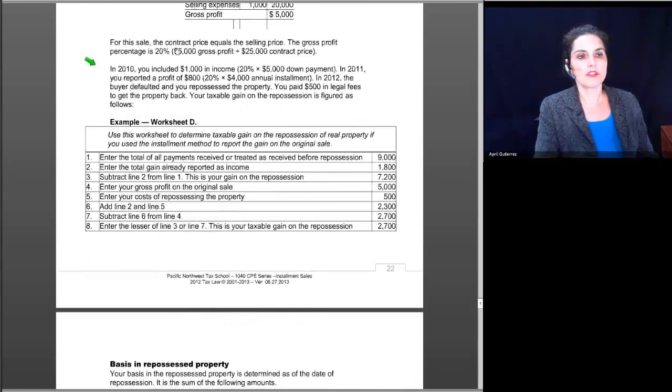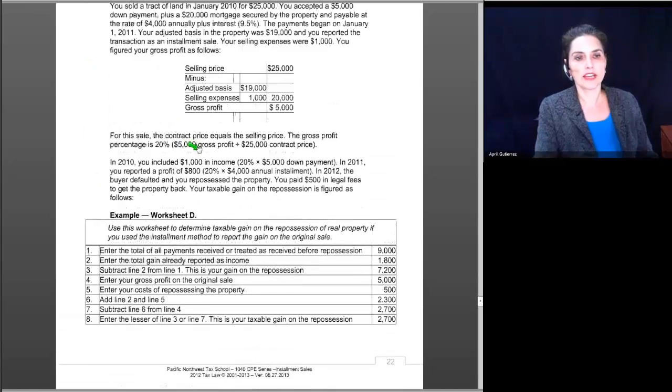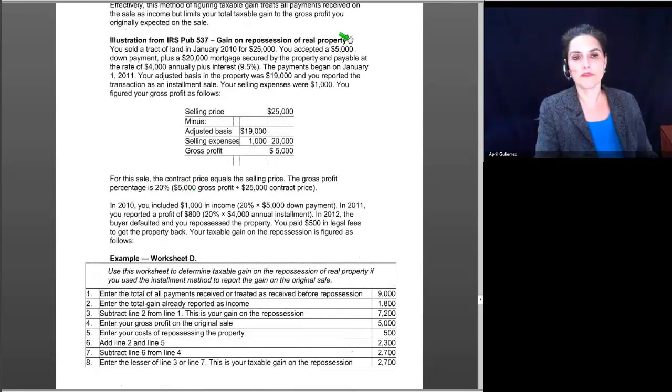In 2010, you included $1,000 of income on your tax return. If you go up, you can see that there was a $5,000 down payment. If the gross profit percentage is 20%, 20% of 5 is 1, and so in the year of sale, you included $1,000 of income. The next year, you received $4,000 of income, and since the gross profit percentage is 20%, 20% of $4,000 is $800. So the total amount from the sale that you've included in your income since you sold it is going to be $1,800, $1,000 plus $800. But the total amount of payments you received since you sold it is $5,000 plus $4,000, or $9,000.